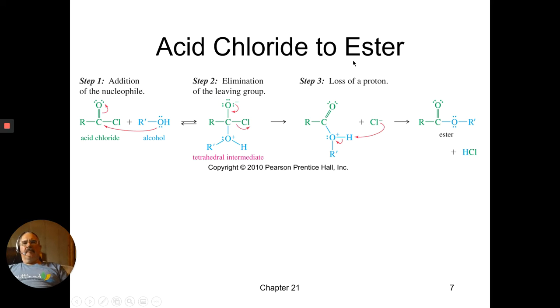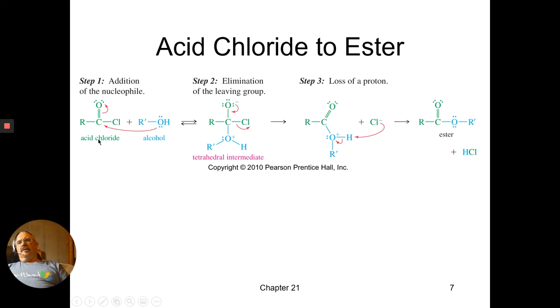Acid chlorides can be converted into esters. This time the nucleophile is an alcohol. The alcohol attacks, and again follows the same pattern. Chloride is eliminated. We restore the carbonyl group, and then we have a proton transfer. In practice, you'll have a base present, something like pyridine or triethylamine, in order to neutralize the HCl that's produced.